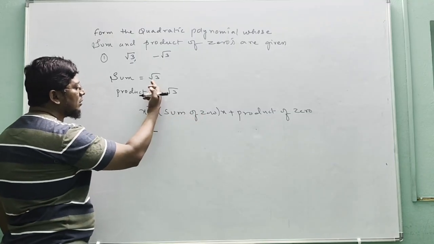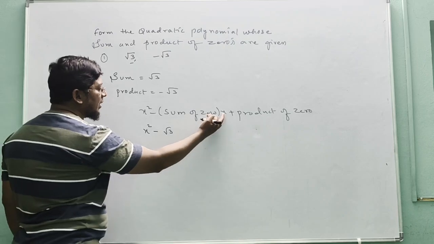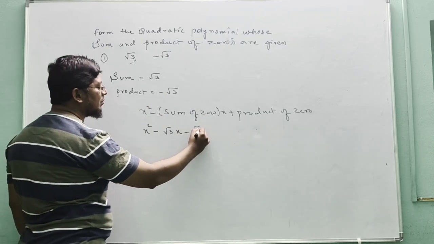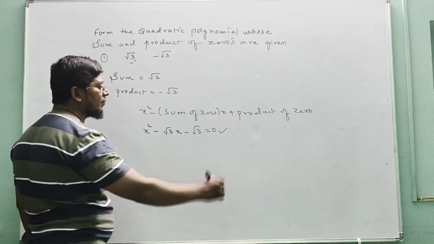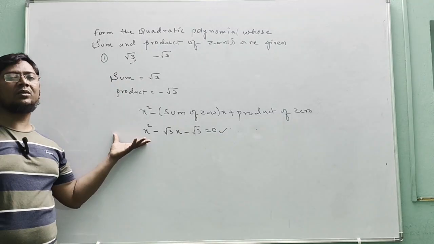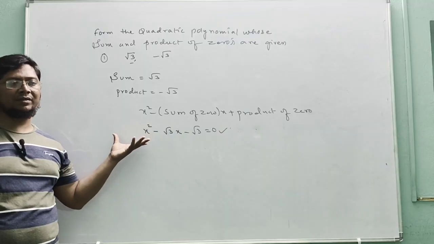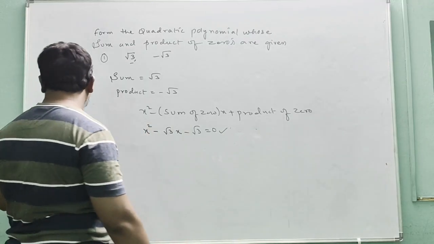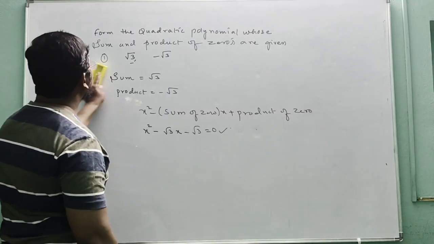What is the sum of zeros? Root 3, with x, and the product of zeros, what is the product of zeros? Minus root 3 equal to 0. So this is the method. If the sum of zeros and product of zeros are given, we have to use this formula and simply substitute. So we have another question.